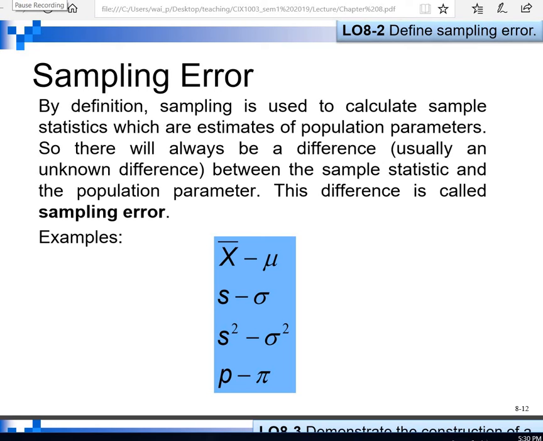After finishing the sampling methods, now we'll go to the calculation part. Sampling error: if we want to calculate the difference between the sample statistic and the population parameter, we can calculate the difference by calling it sampling error. For example, the sample mean minus the population mean, sample standard deviation minus the population standard deviation, and so on.